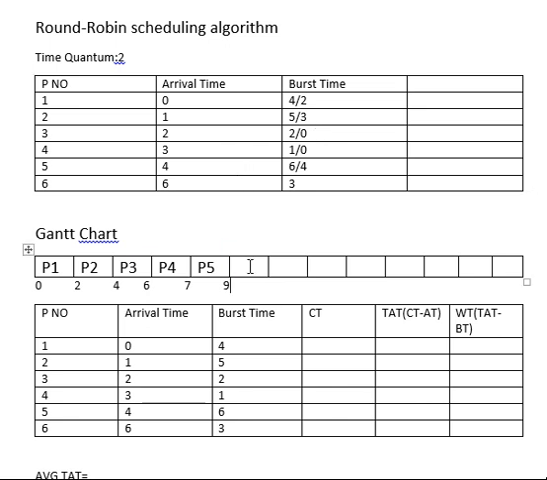The next in the queue is P6, so I'll place P6 here. P6 requires 3, so we subtract 2 from it, leaving 1, and here it will be 9 plus 2, that's 11. Since all the processes are done once, and since it says round robin, we have to go back to the first process in the queue. P1 is still in the queue with burst time 2, so I should allocate that and finish the execution of process P1. So 11 plus 2 is 13.